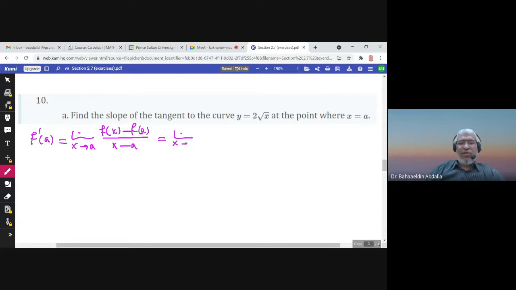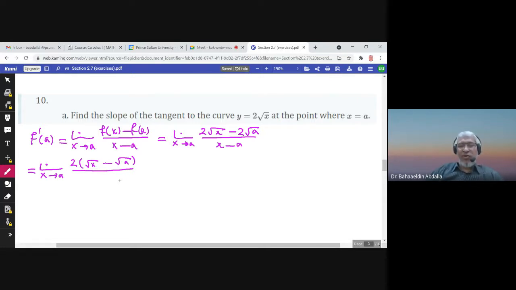So it's the limit as x approaches a, f of x is 2 square root of x, f of a is 2 square root of a, over x minus a. Well, I'll do the following here. I can take 2 as a common factor, of course, from the numerator. And I can multiply by the conjugate. Of course, if you replace x by a, you will get 0 over 0.